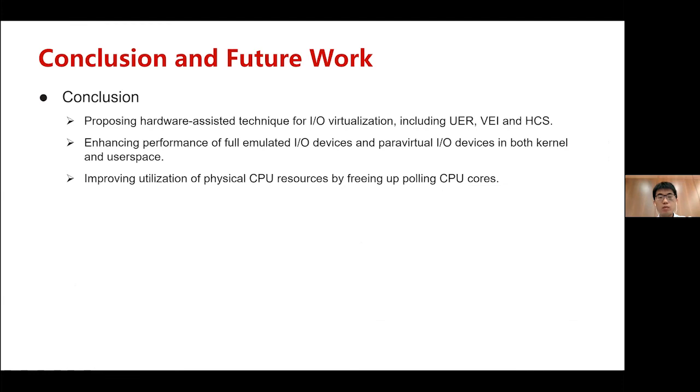In this talk, we propose hardware-assisted techniques for I/O virtualization, including user-level exception redirection, virtual event interrupt, and hardware-assisted context switch. We name it HA-IOV. HA-IOV enhances performance of fully emulated I/O devices and paravirtual I/O devices in both the kernel and user space. Besides, it improves CPU utilization by freeing up polling CPU cores.